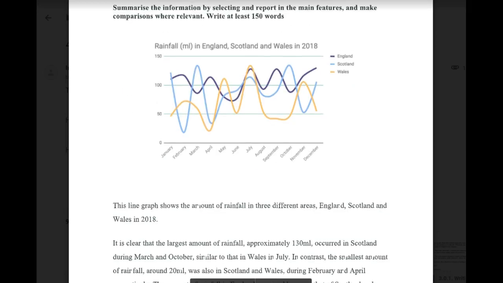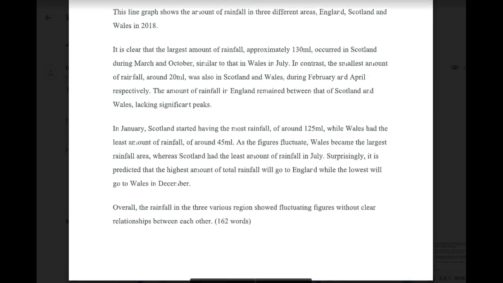Let's see. Well, I don't know if I'd say it lacked significant peaks. I mean, it did have these 3, right? So that's kind of significant, especially when you compare that level to this one. Sure, it wasn't as dramatic as the peaks of Scotland and Wales, but anyway, okay.